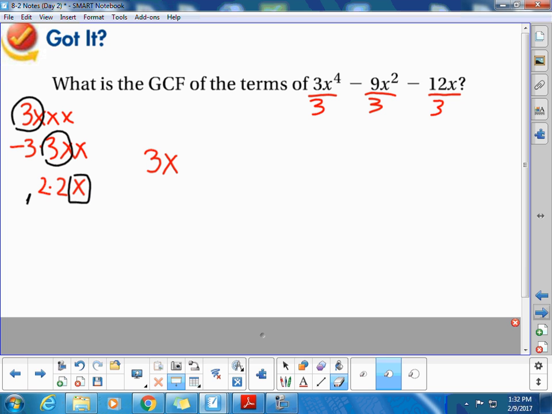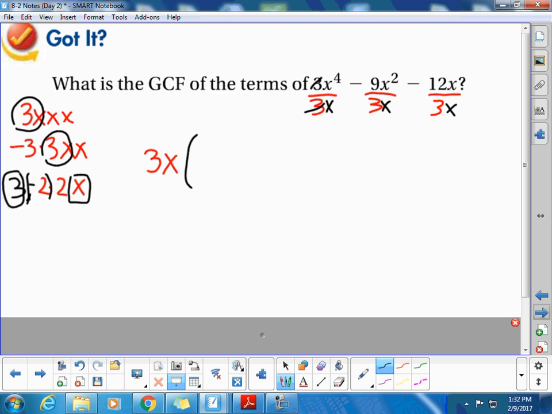It doesn't have to be negative on the 3. So I could have had actually 3 times negative 2 times negative 2. So there's my 3x in all of them. If I do that, I factor that out, I would have in the first term, the 3's, oh, sorry, I forgot to put my x there, 3x.